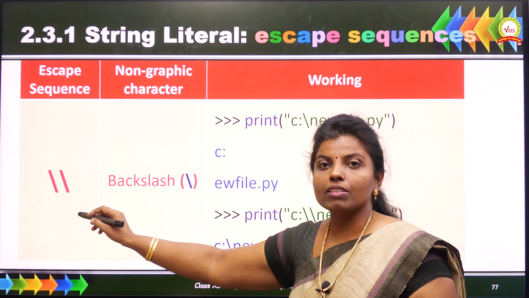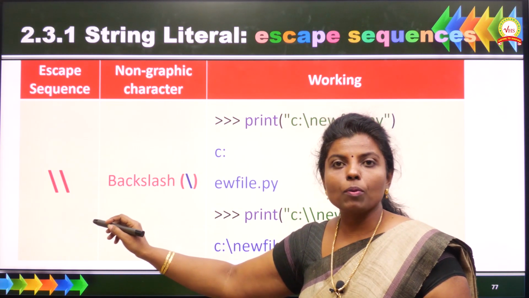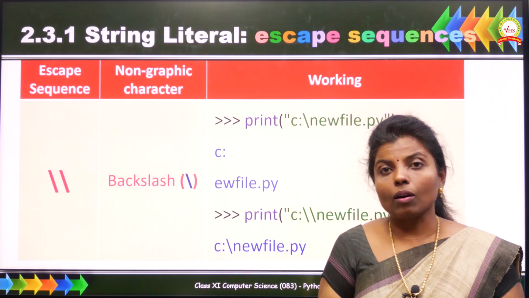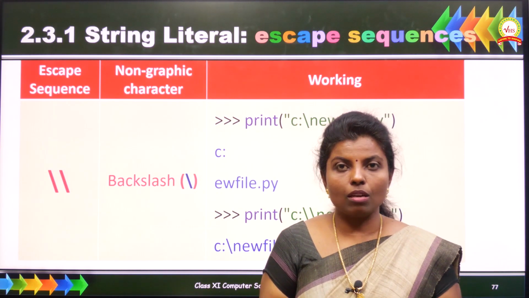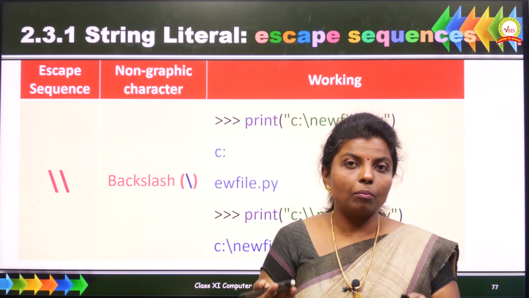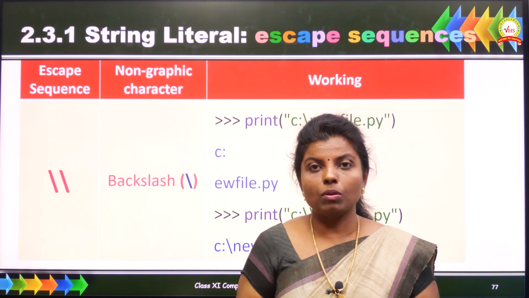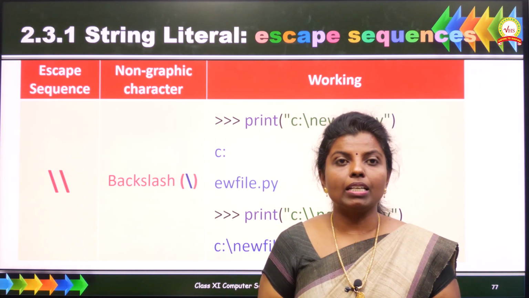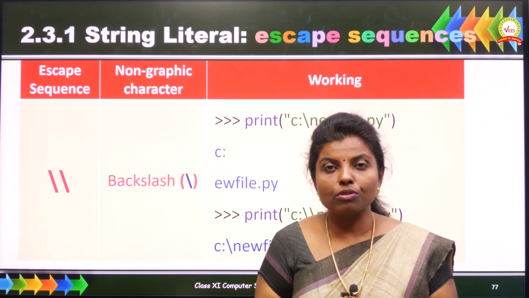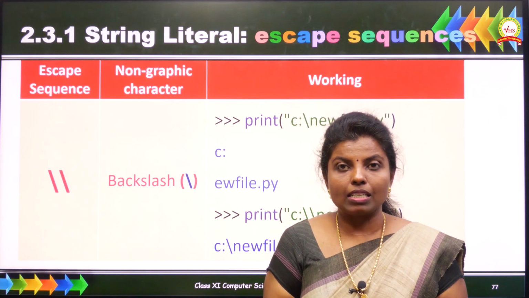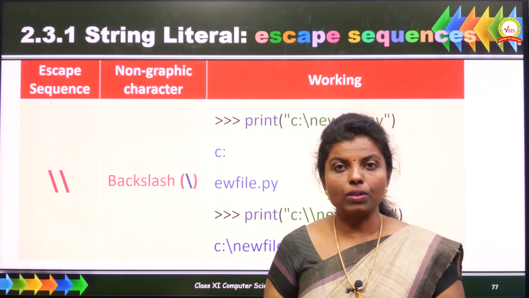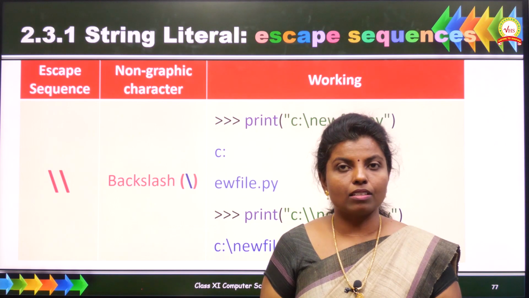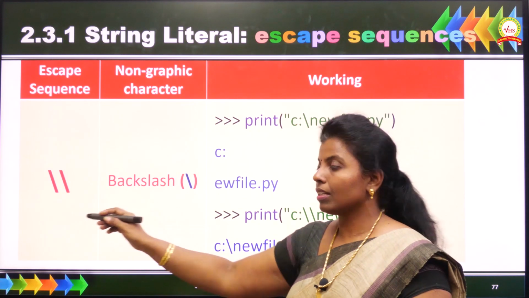The first escape sequence is the double backslash. What is the purpose of the double backslash? You must know that a backslash can be directly typed from the keyboard. Then why do we use the double backslash as an escape sequence? Though this character can be directly typed from the keyboard, when it is used without the escape sequence, it has a special meaning and special purpose. To remove the special meaning and special purpose and to print the character as it is, we have to use the escape sequence double backslash.